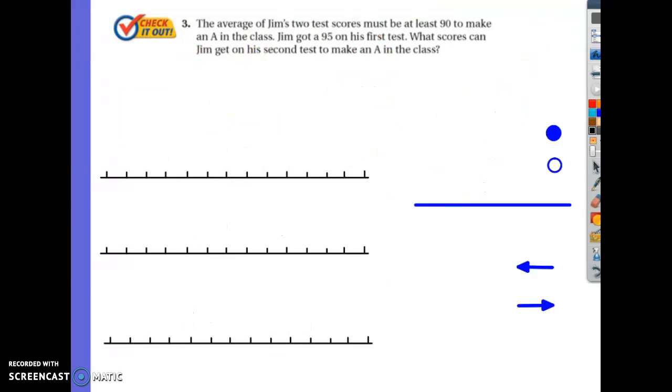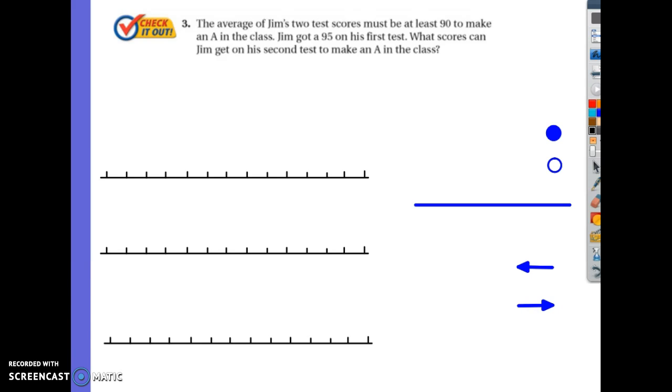Finally, we have these word problems, which I know that you all love so much, for two-step inequalities. This one has to do with Jim's test scores. It says the average of Jim's 2 test scores must be at least 90 to make an A in the class. Jim got a 95 on his first test. What score can Jim get on his second test to make an A in the class?